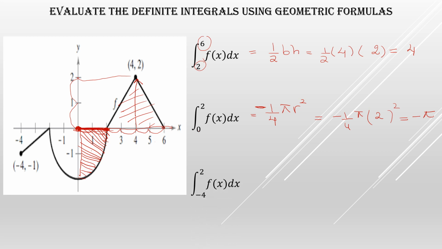Now have a look at another example, that is from negative 4 till 2. So look at this, from negative 4 till 2. How many figures do you have? Look at this. Whenever you have any figure which is open, close it in contact with the x-axis. So you have one figure, that is a triangle, and it is below the x-axis. So you write negative half BH.